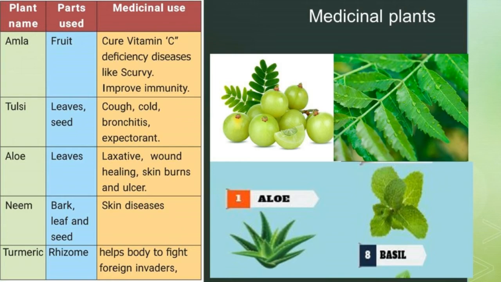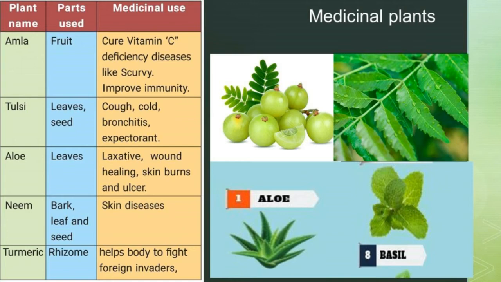Come, let's see some plants with highest medicinal value. First, the plant name Amla. The part used is fruit. The medicinal use of this fruit is it cures vitamin C deficiency diseases like scurvy and improves immunity. Next, Tulsi. The leaves and seed parts are used as medicine. The medicinal use of this plant is cough, cold, bronchitis, and expectorant.